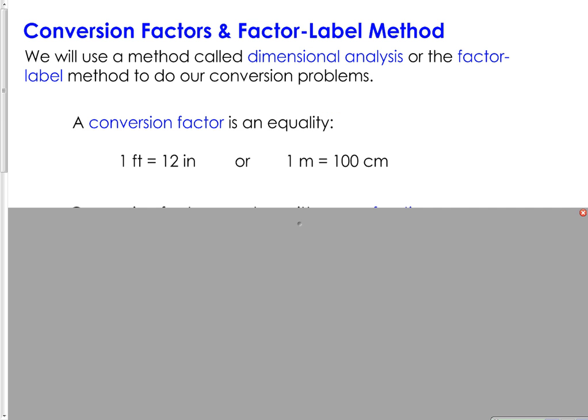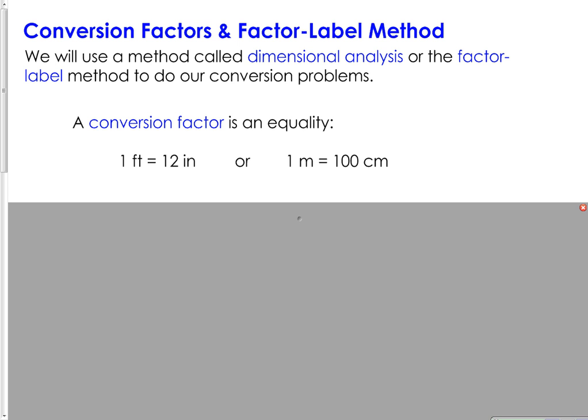A conversion factor is just a statement of equality. So examples of conversion factors could be 1 foot is 12 inches. Or we could use another metric conversion: 1 meter is 100 centimeters. We could say 1 hour is 60 minutes. All of those things are conversion factors.